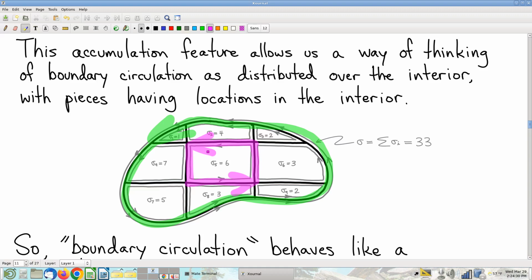And I claim that the reason this seems ridiculous is because we're not thinking of circulations the right way. Again, even though they are computed on the perimeter, you should not think of them as something that we associate to the perimeter. You should think of it as something associated to the region. Let me say it again now. Same question.